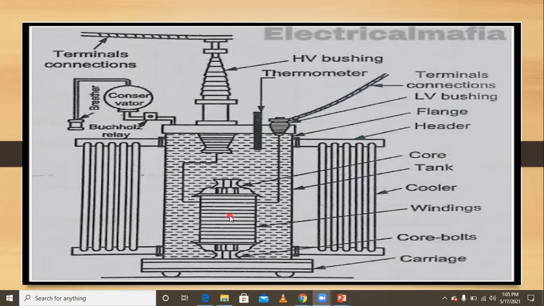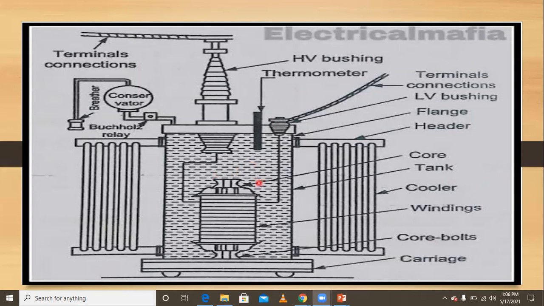The transformer core and windings are placed in transformer oil. This is called transformer oil. The transformer oil is used for insulation and also for cooling purposes.